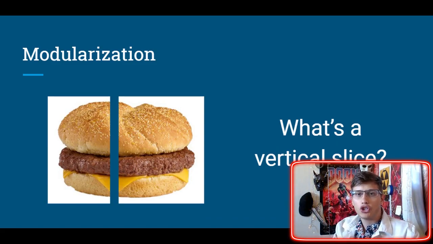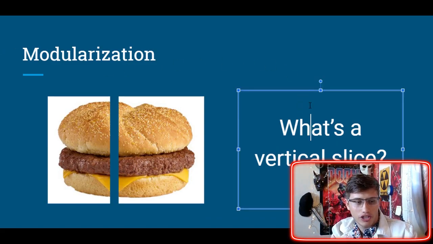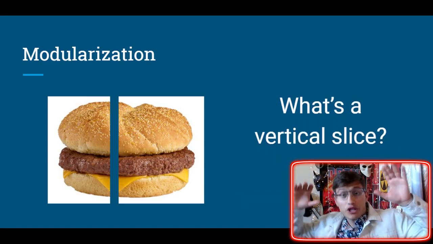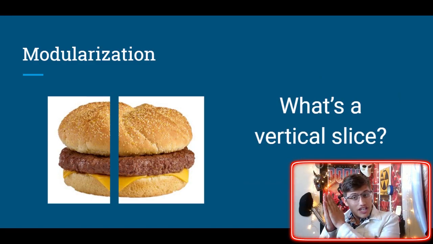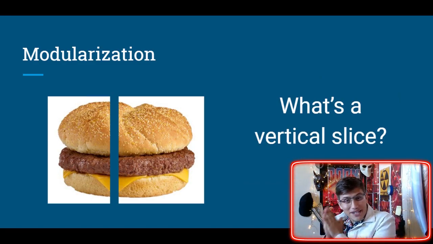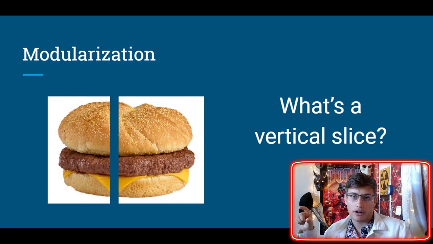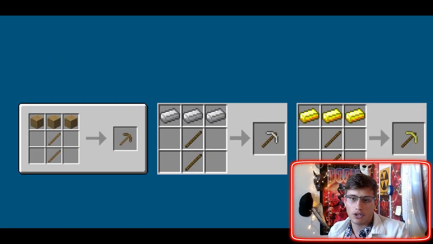Now, that brings us to our question. What is a vertical slice? And I'm hiding it with my head a little bit here. But a vertical slice is if we took that sandwich, we took our samurai sword, and we chopped it down the middle. Basically, we'd have a little bit of each layer. That's what a vertical slice is, okay?